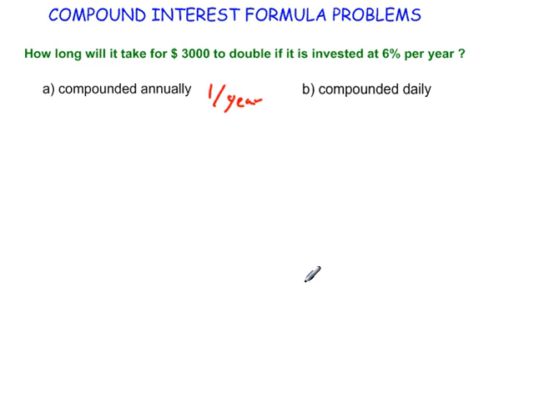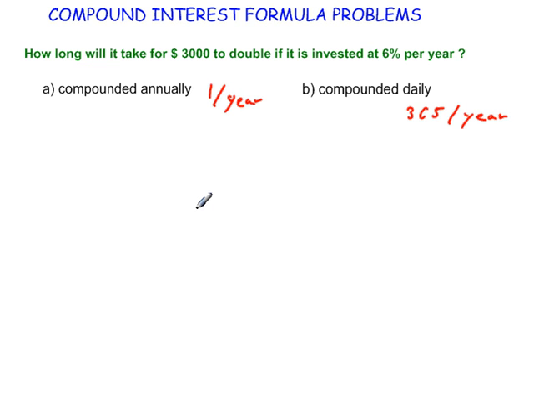So this is one time per year. And then compounded daily, which means 365 times per year. So the compounding period plays a very significant role. The more frequent that is, the faster will be the growth. But we have to come up with $6,000 in order to double it. So the time involved will be different.